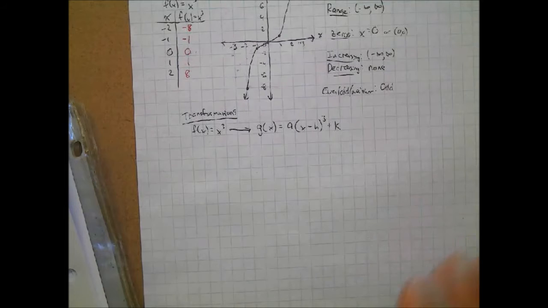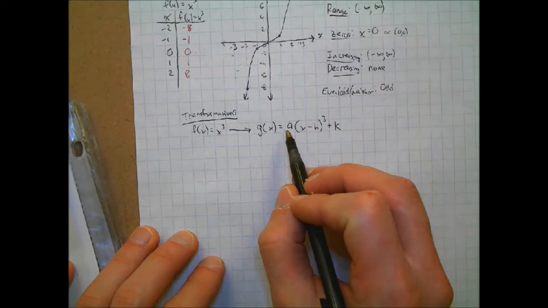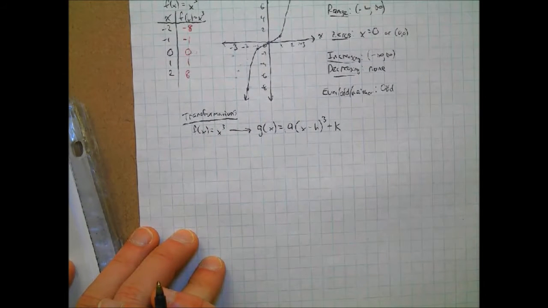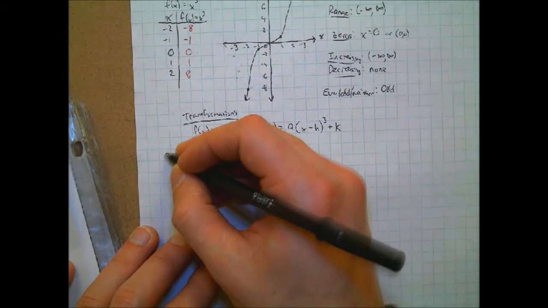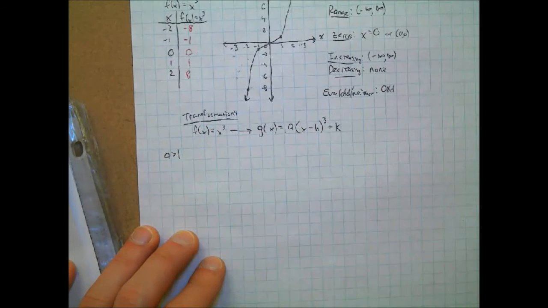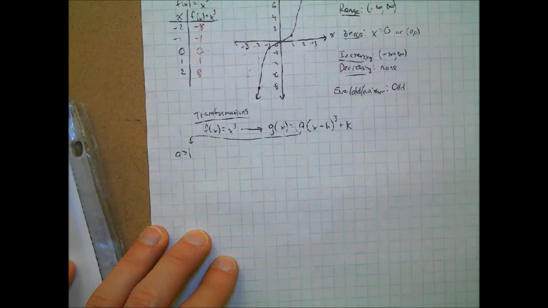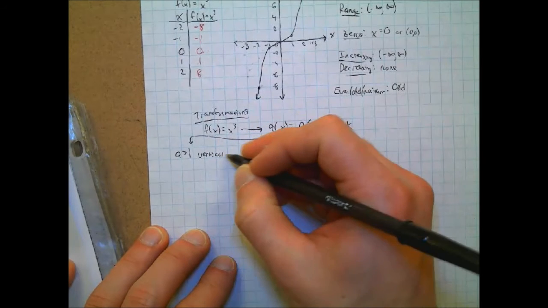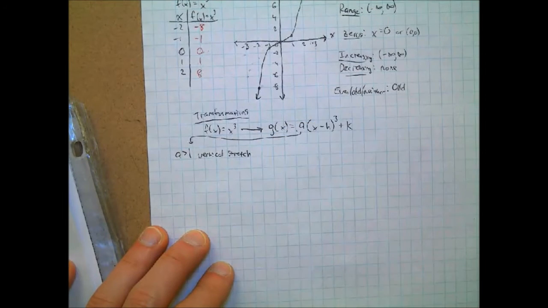All right, we'll just review that here then. So what does a do when you have a number in front of your (x - h) cubed here? What's that a going to do? A vertical stretch or shrink, right? Okay, very good. So if a is greater than 1, what does that result in? A vertical stretch. Or you could say a vertical dilation there if you want to.